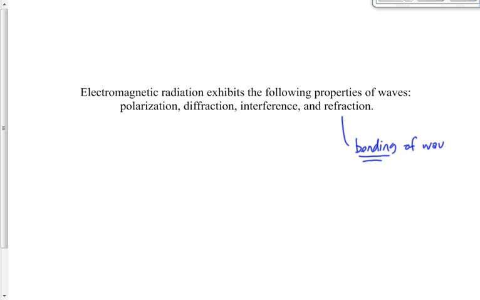Wave changes direction when it goes from one medium to the other, and it does that because it changes speed. If it speeds up, it bends further. If it slows down, then it bends less, changes direction less. That's a property of waves, but EMR undergoes refraction, so EMR's got to be a wave. Diffraction, same deal. This is the spreading out of a wave.